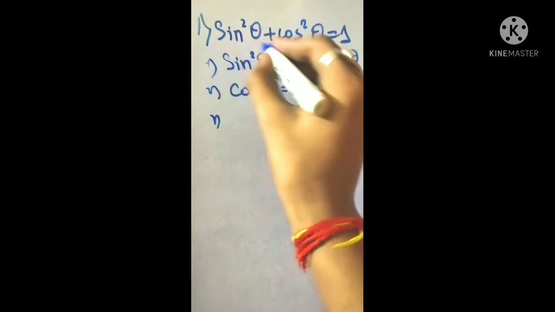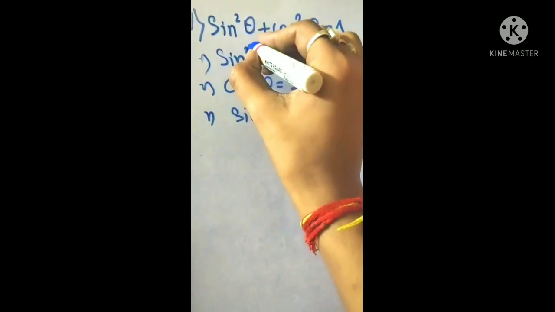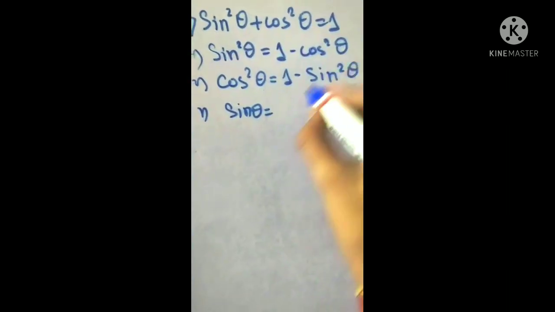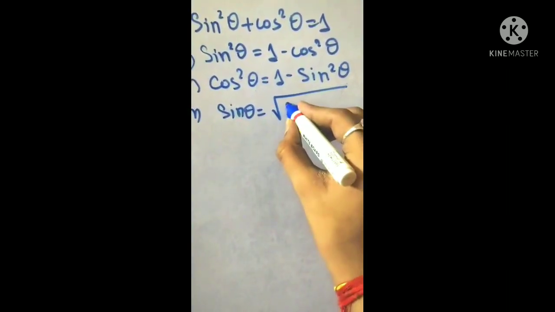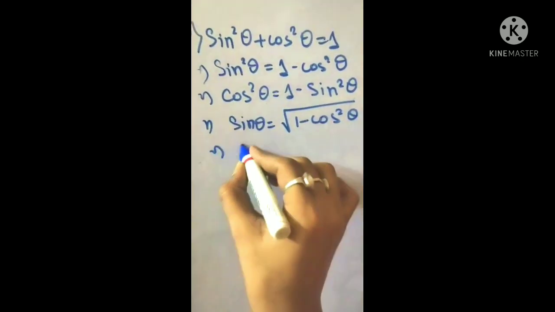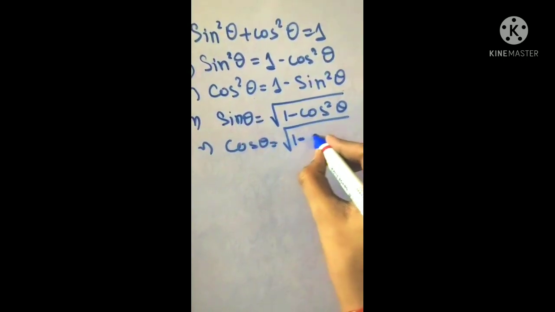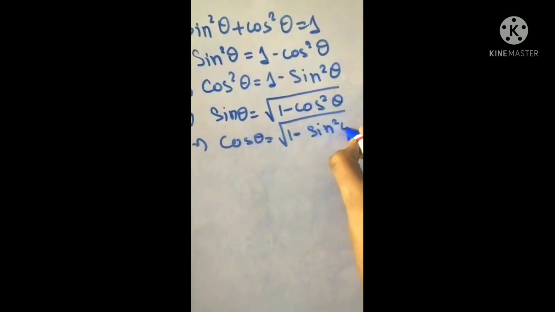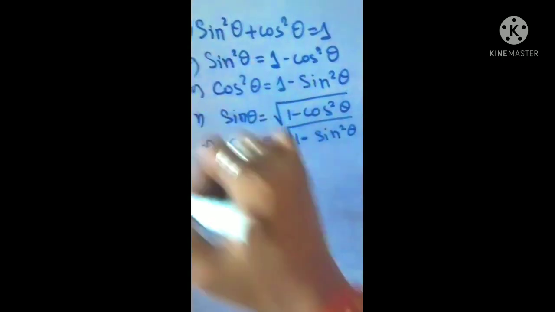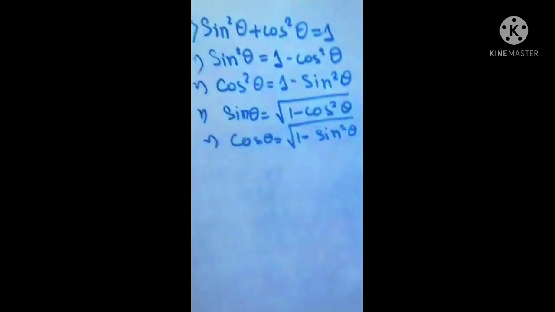Similarly, if I write only sin theta, then to avoid this square we have to add a root sign here. So sin theta is root over 1 minus cos square theta. And similarly, to find cos theta we can write root over 1 minus sin square theta. So these are the four observations that we are getting from the first trigonometric identity.